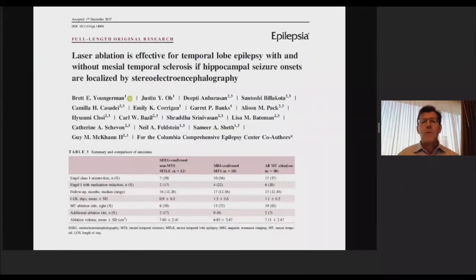And this is a paper we wrote several years ago, back in 2017, of 30 patients, of whom 18 had MTS and 12 were MRI normal, but all of them who were MRI normal had SEEG confirmed mesial temporal onsets. And the bottom line is that the seizure-free outcomes were the same if we confirmed mesial onset by stereo EEG.